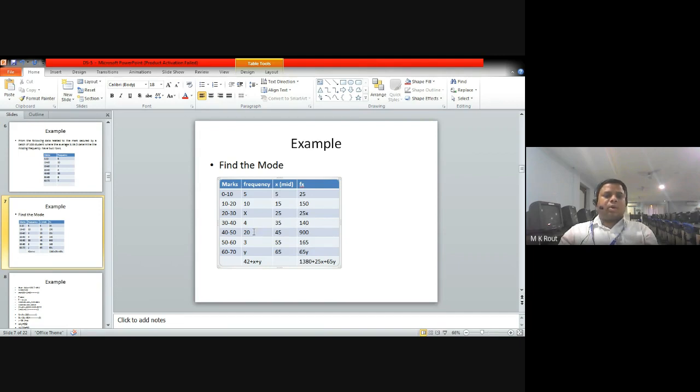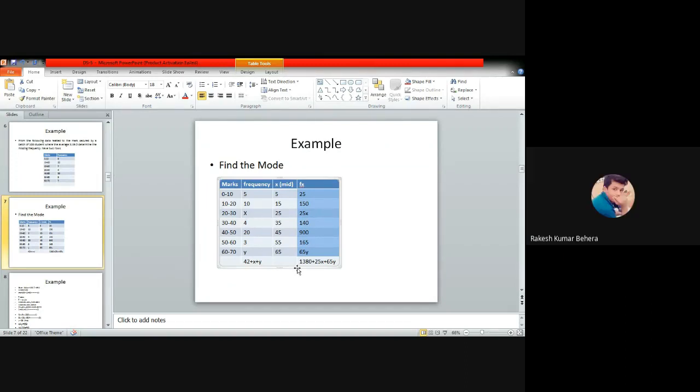For the next row, 20 into 45, that equals 900. For the next row, 3 into 55, that is 165. And the last row, where the frequency is missing, that's why I denoted it as y into 65, that is 65y. If you calculate the sum of fx, you get 1380 plus 25x plus 65y. Is it clear to all?